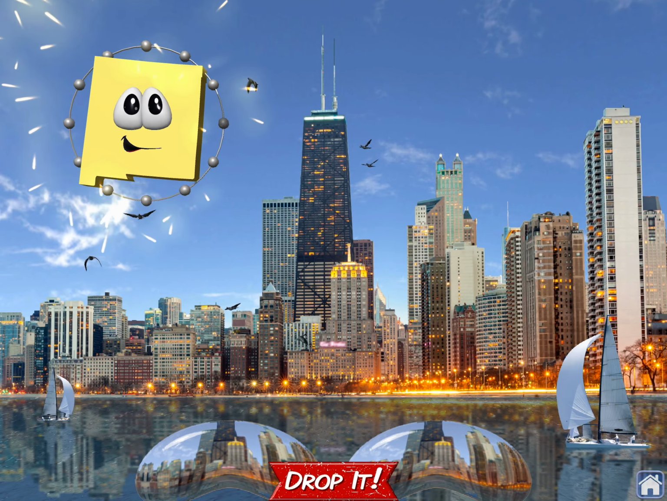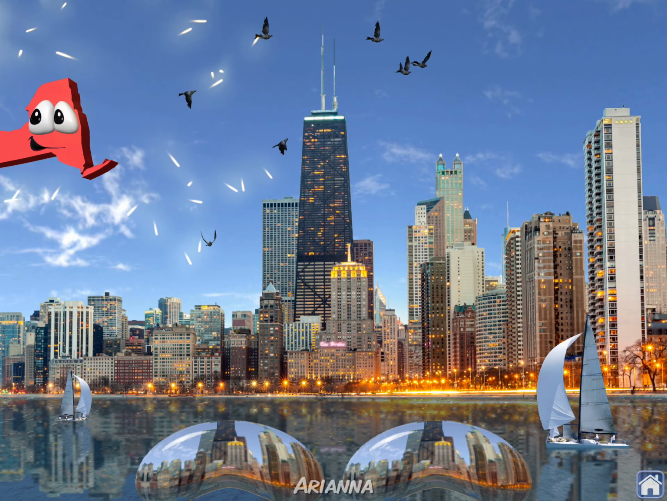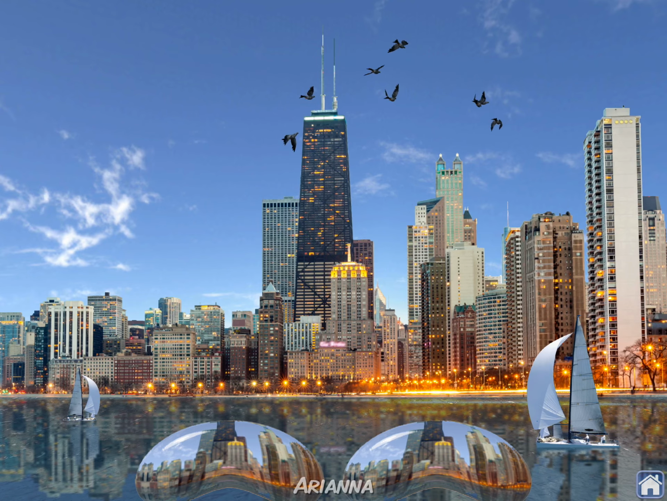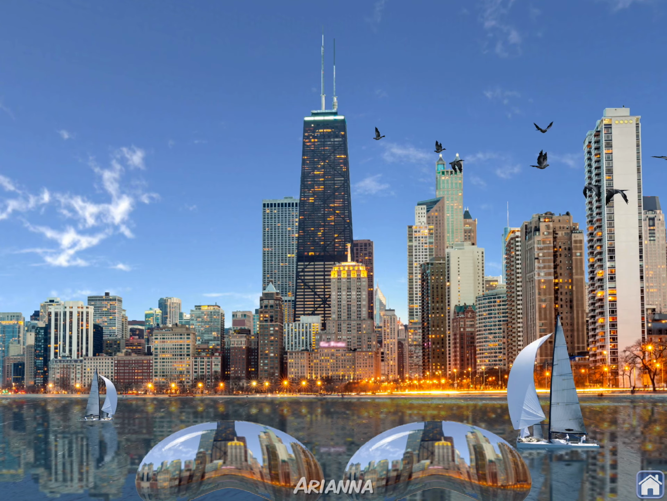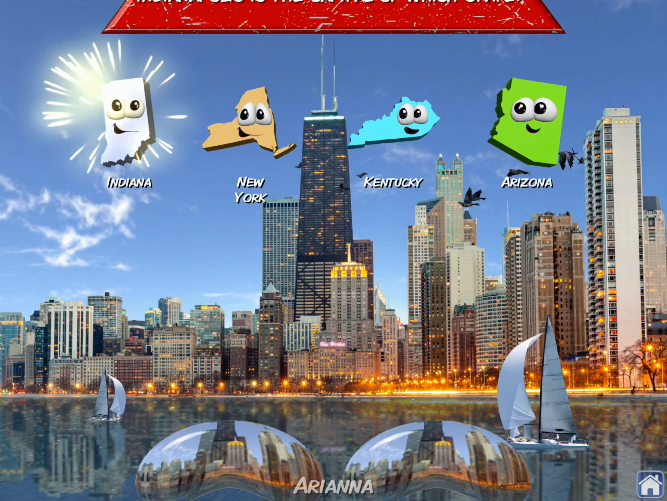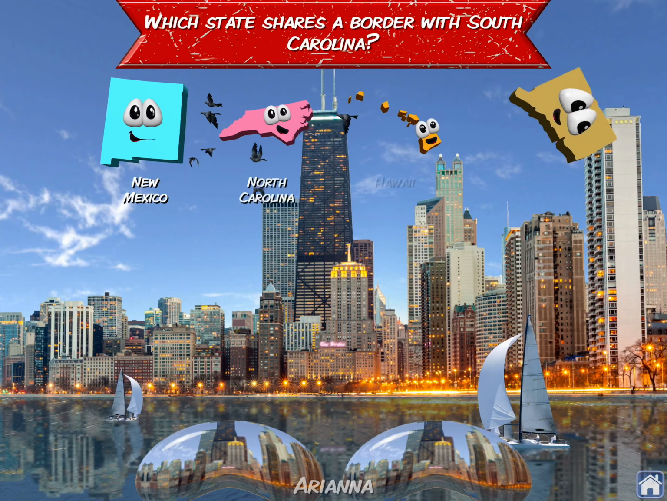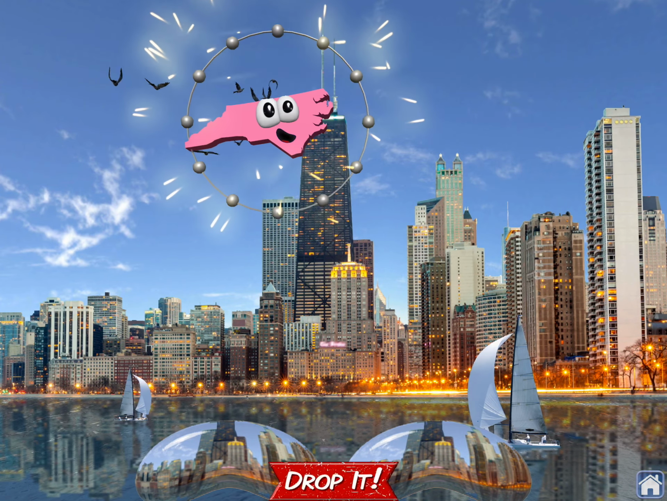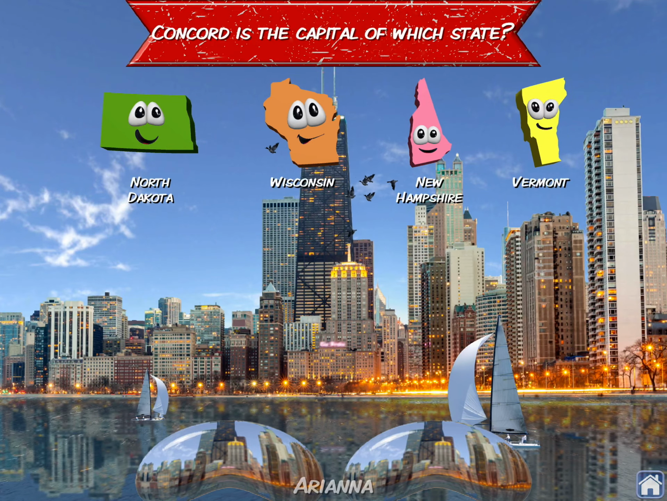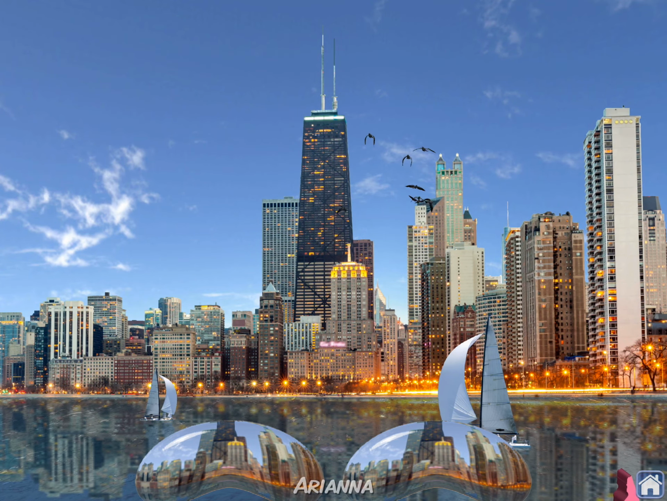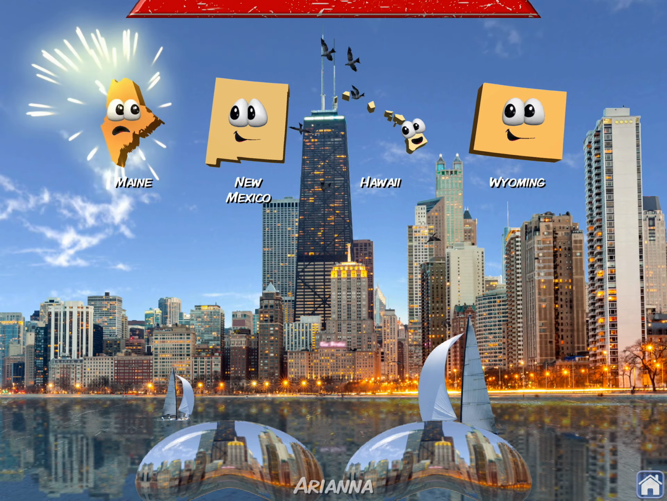Which of these? Which of these? The flag below belongs to Oklahoma. Indianapolis, Indiana. Which state shares a border with South Carolina, North Carolina? Concord is the capital of New Hampshire. Which state borders the Atlantic Ocean? Maine.